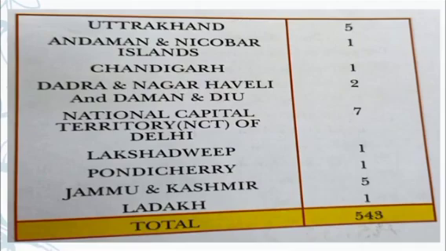In Jammu and Kashmir there are 5 constituencies. In Ladakh there is only 1 constituency. So totally, 543 constituencies are there.